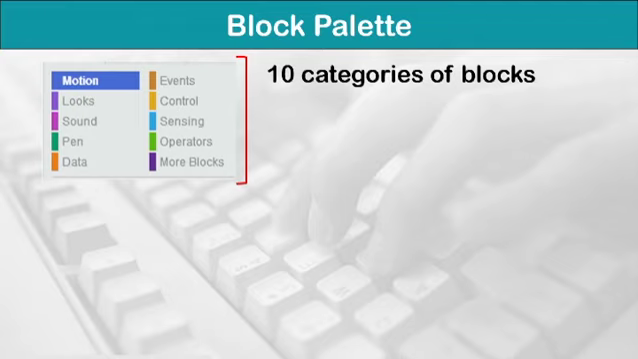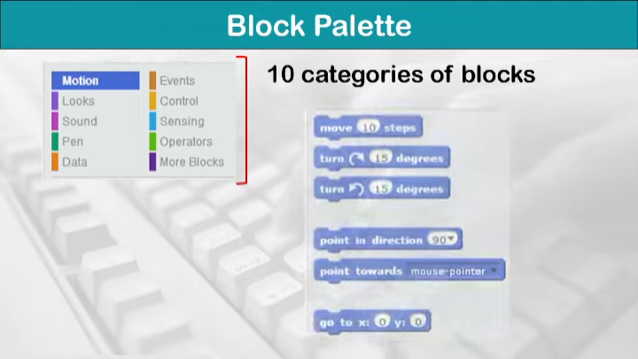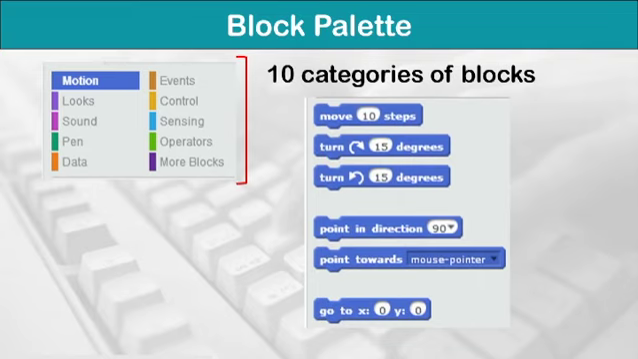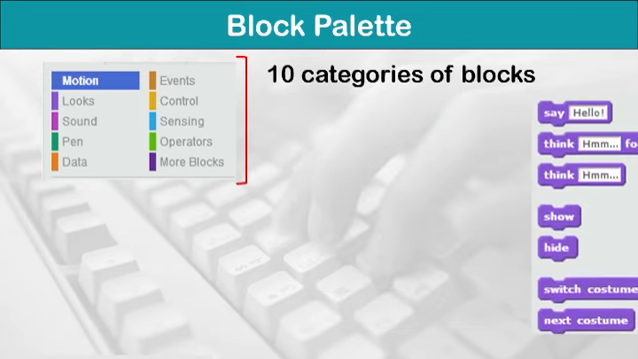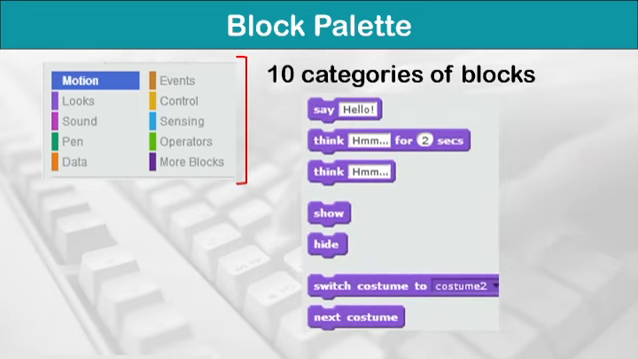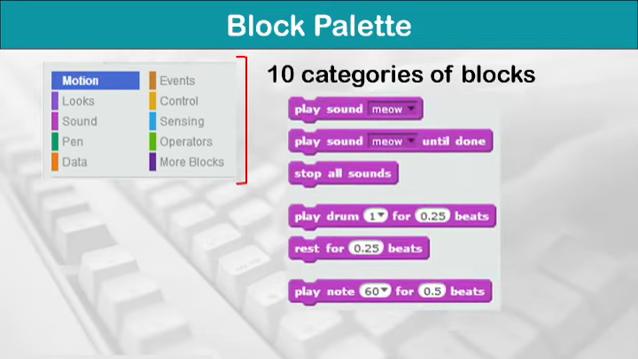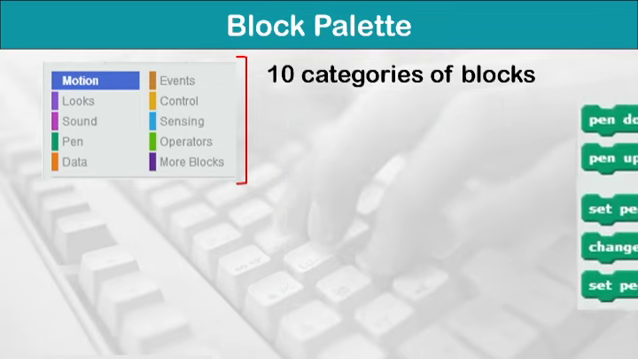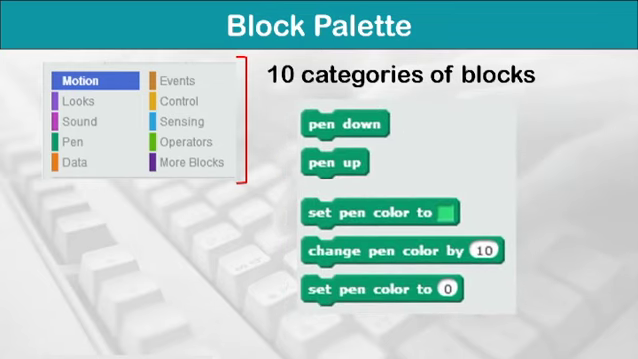There are 10 categories of blocks in the block palette. Motion blocks control the movement of the sprite. Looks blocks control a sprite's appearance. Sound blocks add sound functions to a project. Pen blocks are used to create drawings.